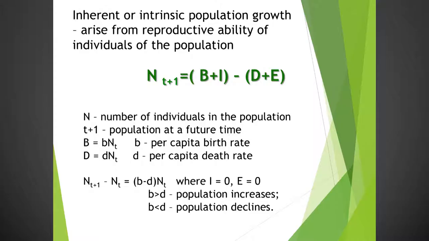There are inherent intrinsic population growth mechanisms, and these arise because of the reproductive ability of individuals in the population. We compute this using the formula N(t+1) = N(t) + B + I - D - E, that is, birth plus immigration minus death plus emigration. So B here is represented by the per capita birth rate, and D is represented by the per capita death rate, such that if B is greater than D, we assume that the population is increasing. On the other hand, if B is less than the death rate, we have to expect a population decline.